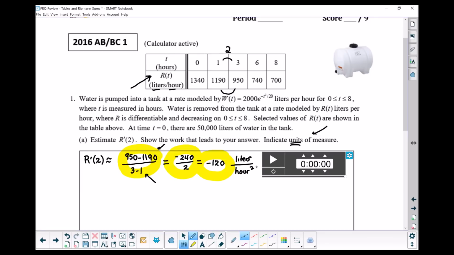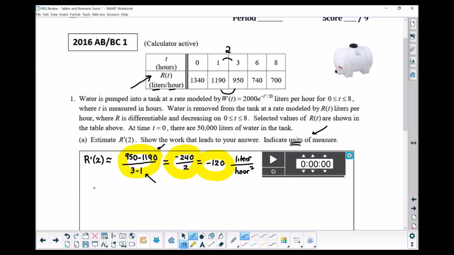You can also abbreviate to your heart's content. Just try not to take too much of a chance on abbreviating something very strangely. You're probably better off writing out the words when you have the time. But liters per hour squared is certainly going to work. And I would say that this would be a pretty good solution.